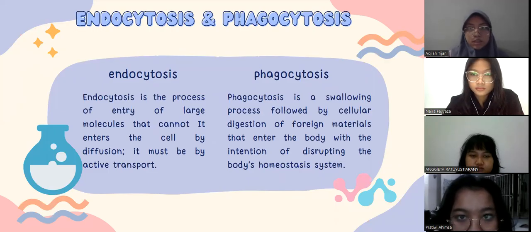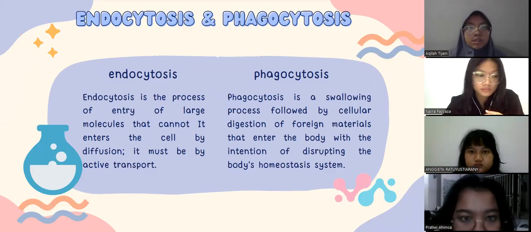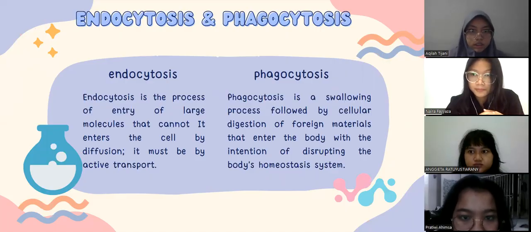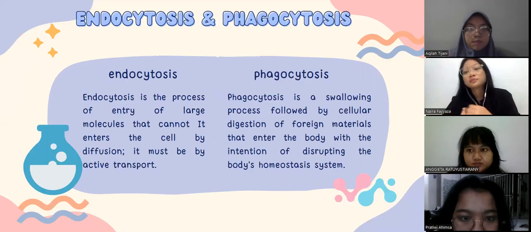The next is endocytosis and phagocytosis. Endocytosis is the process of entry of large molecules that cannot enter the cell by diffusion. It must be by active transport.